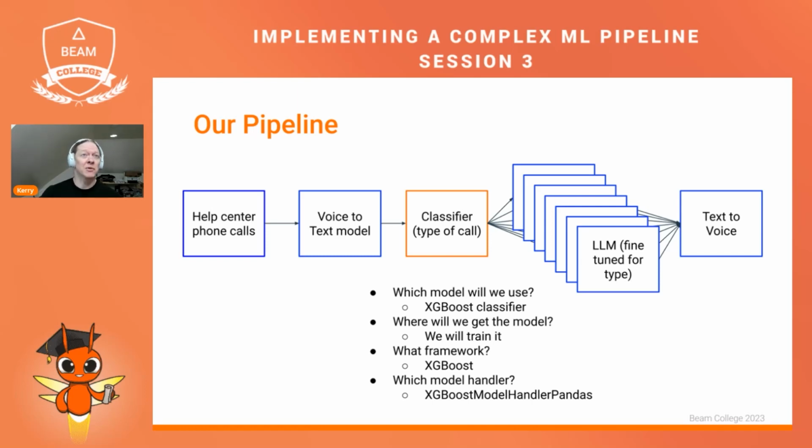Training an XGBoost model is something you can often do on a single machine pretty effectively. We're using the XGBoost framework. This is a powerful framework whose specialty is building things like classifiers for a small number of classes. What model handler? We'll use our XGBoost model handler pandas that accepts a pandas data frame as its input. I want to showcase how you can use pandas. It's a very powerful, very familiar tool for a lot of Python users. And this shows how to use pandas to give your input to the XGBoost model handler.